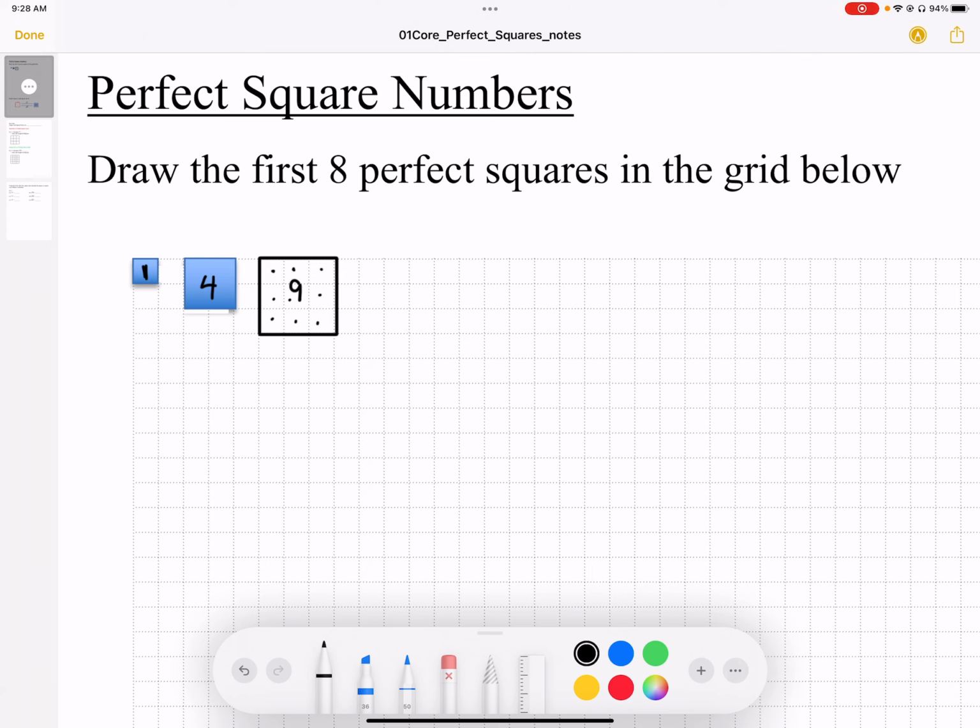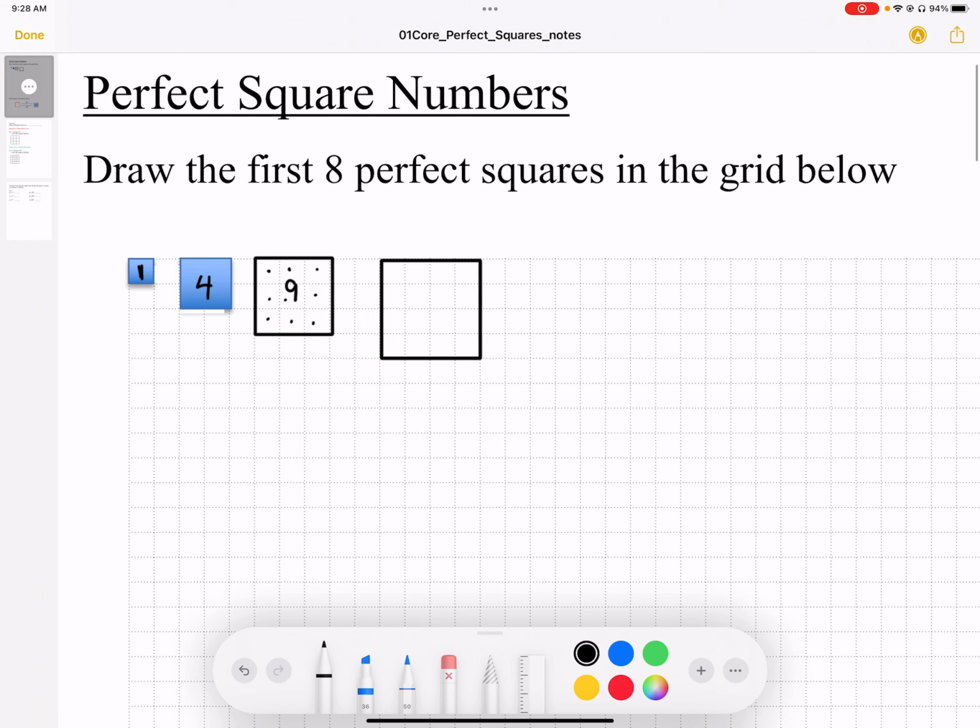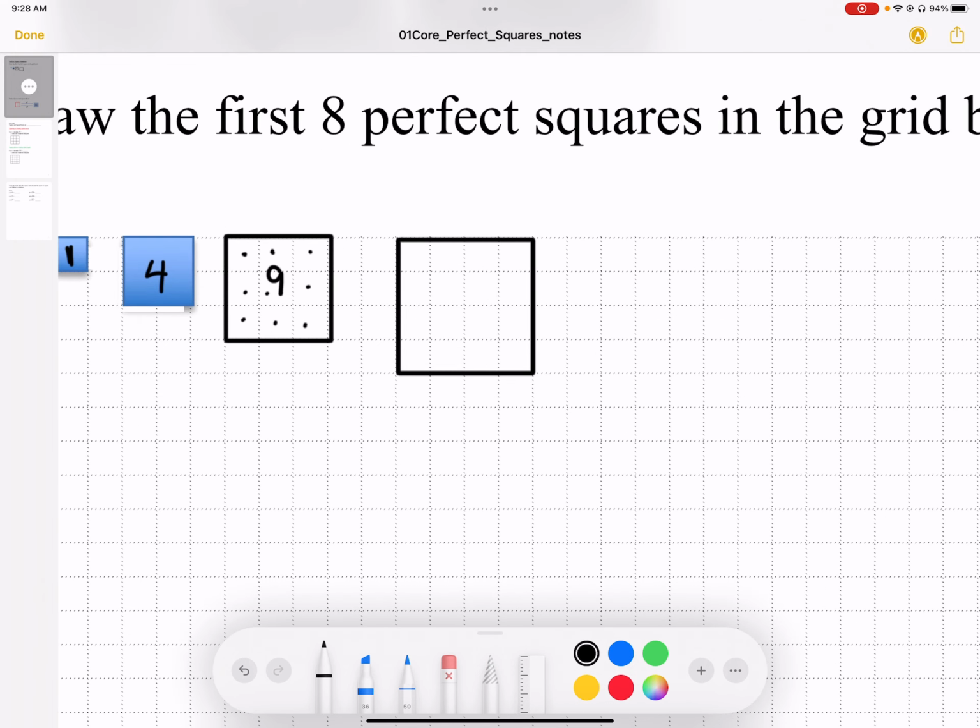The next one is going to be a 4 square. So I draw a side length of 4 and 4, and this is going to give me a square area. Now, if I count up the squares in this area, I have 1, 2, 3, 4, 5, 6, 7, 8, 9, 10, 11, 12, 13, 14, 15, 16. So the next perfect square number is 16. So I have 1, 4, 9, 16.